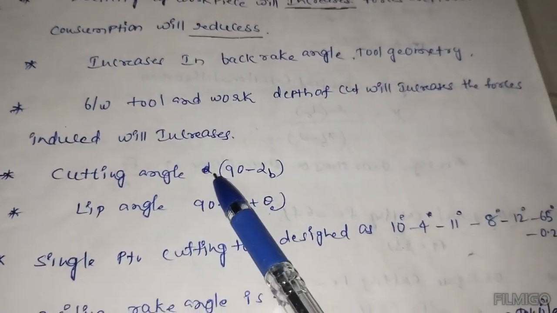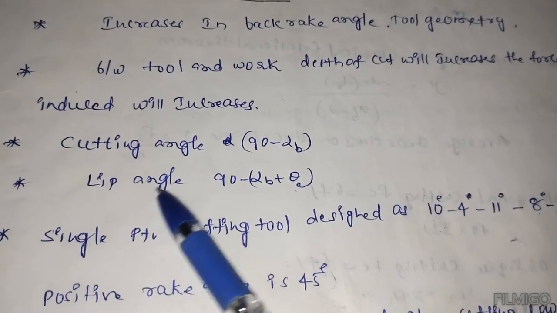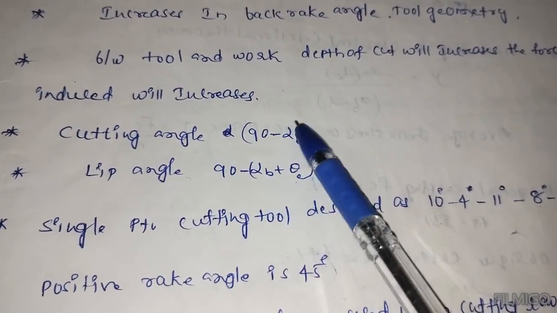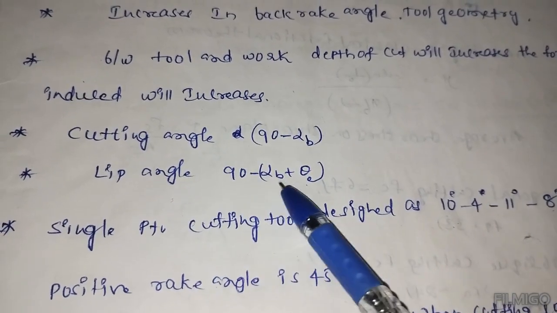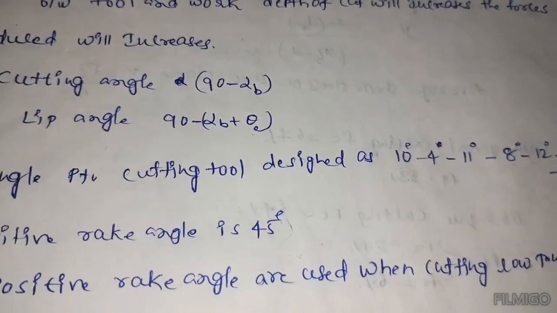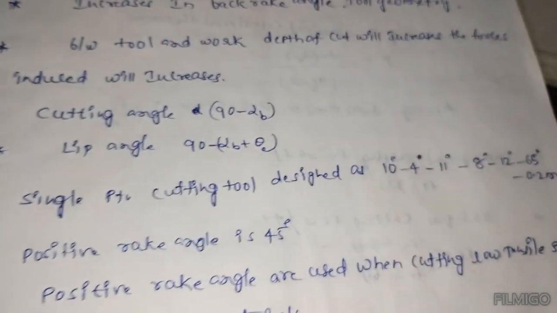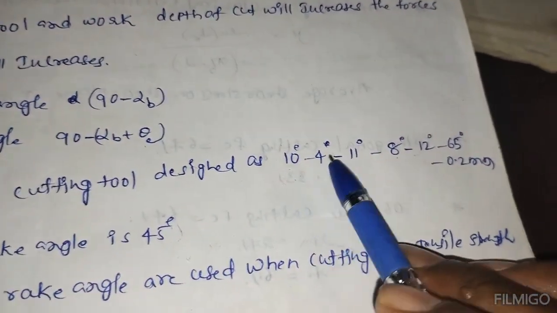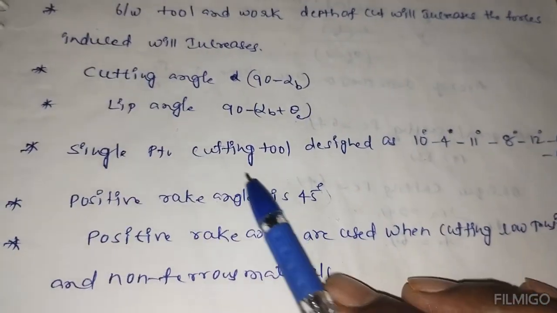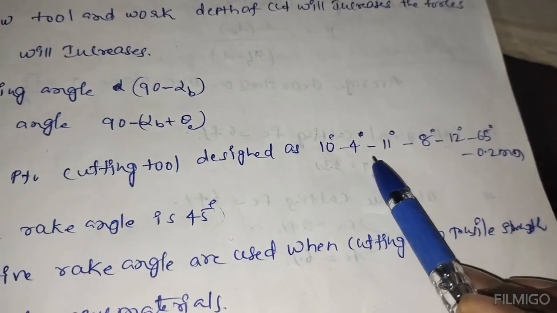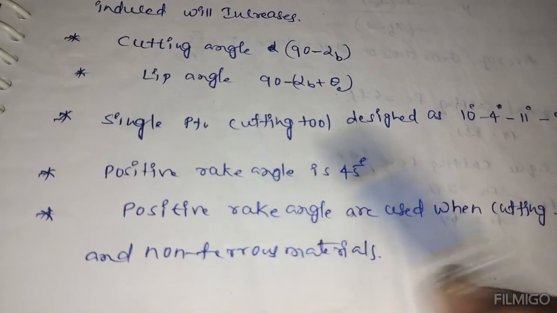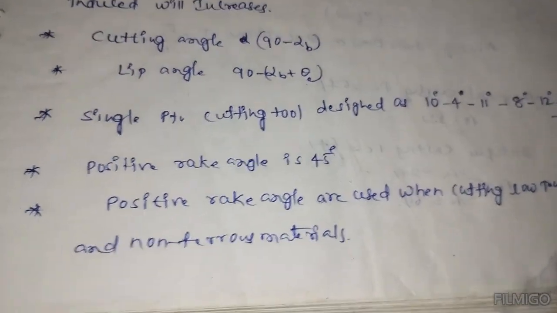Cutting angle is 90 minus alpha, lip angle is 90 minus alpha plus theta. A single point cutting tool is designed with 10 degrees, 4 degrees, 11 degrees, 8 degrees, 12 degrees, 65 degrees, and 0.2 mm.